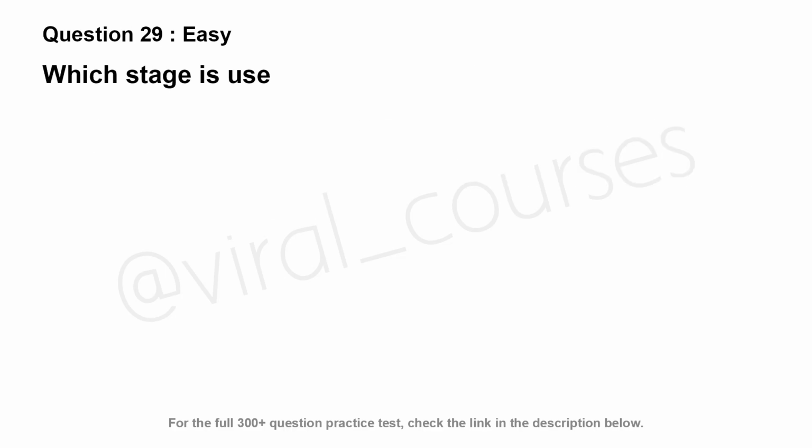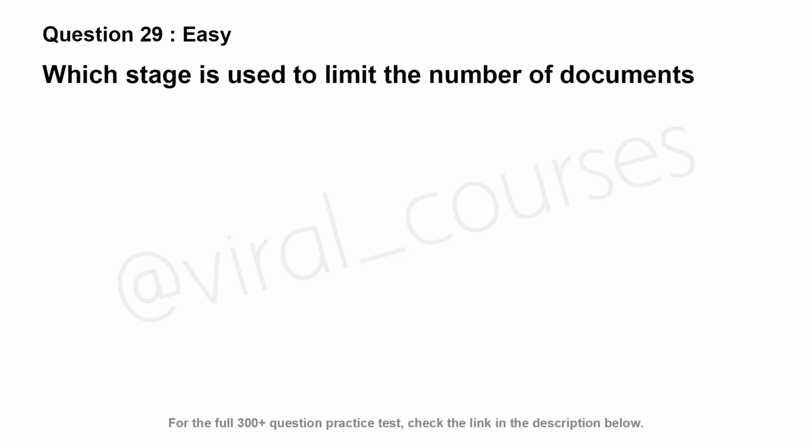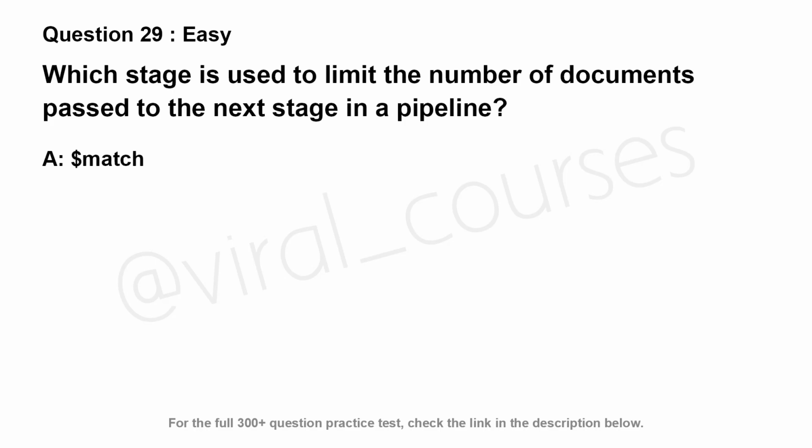Which stage is used to limit the number of documents passed to the next stage in a pipeline? Option A. $match. Option B. $skip. Option C. $limit. Option D. $sort.